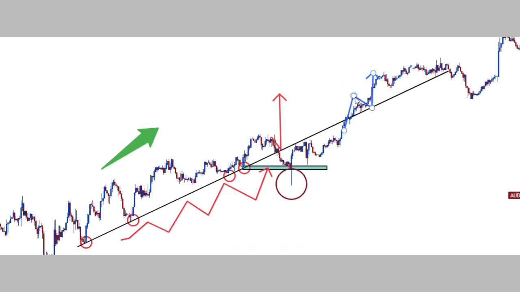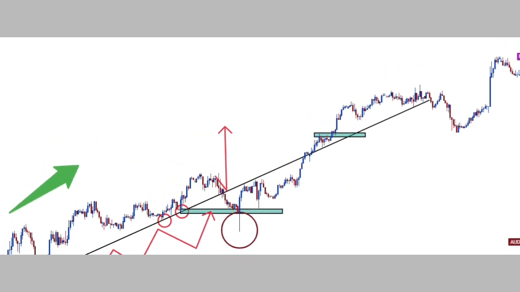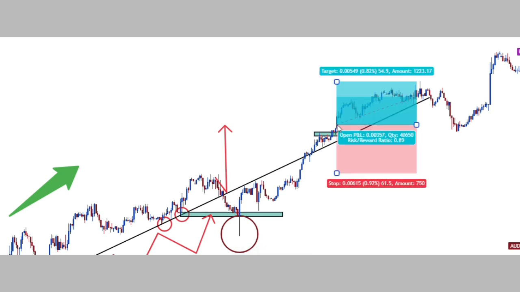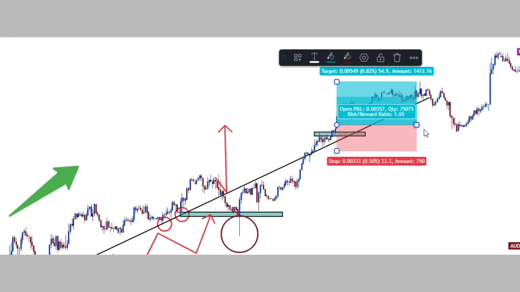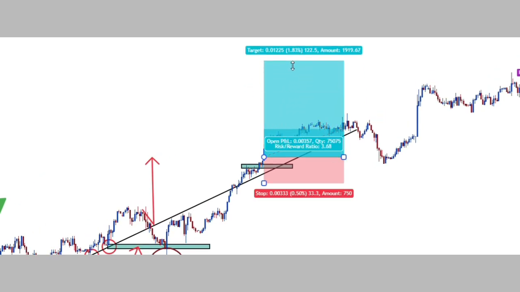So you'd actually buy after the break above here. You see this area here? You'd wait for price to break above there before you actually place your buy order with that bullish engulfing candle. You'd place your stop loss just below the trend line there, and target your 1 to 2, 1 to 3, 1 to 4, whatever.